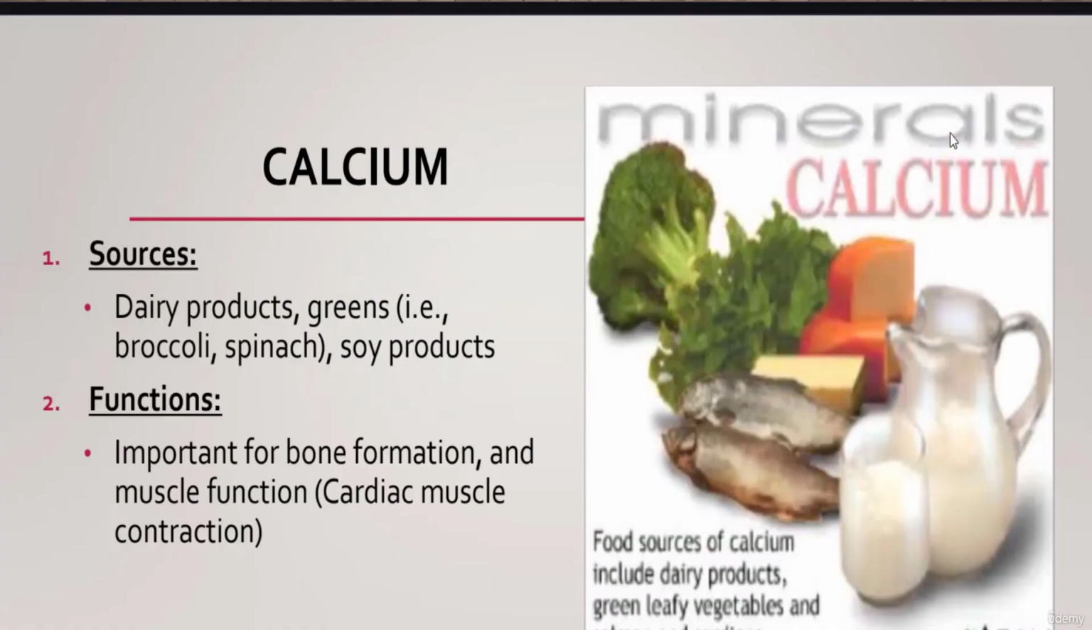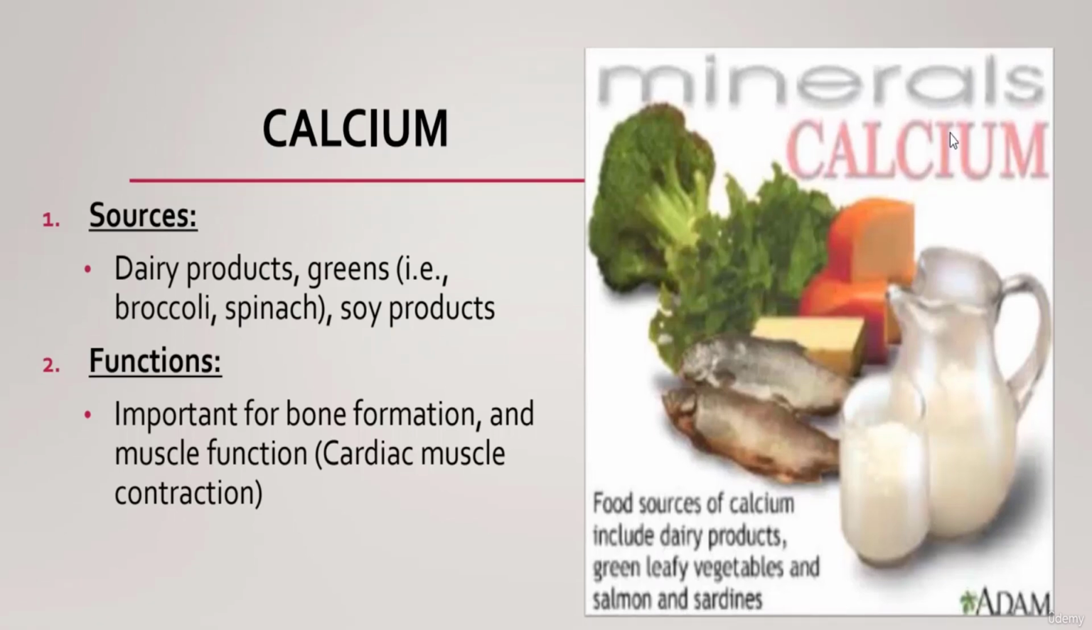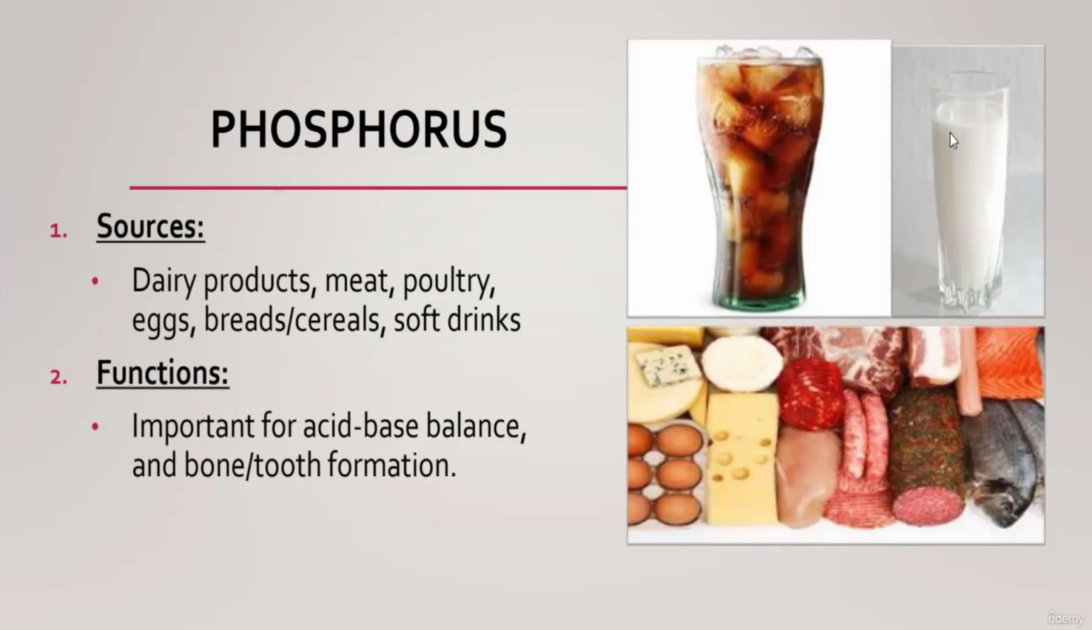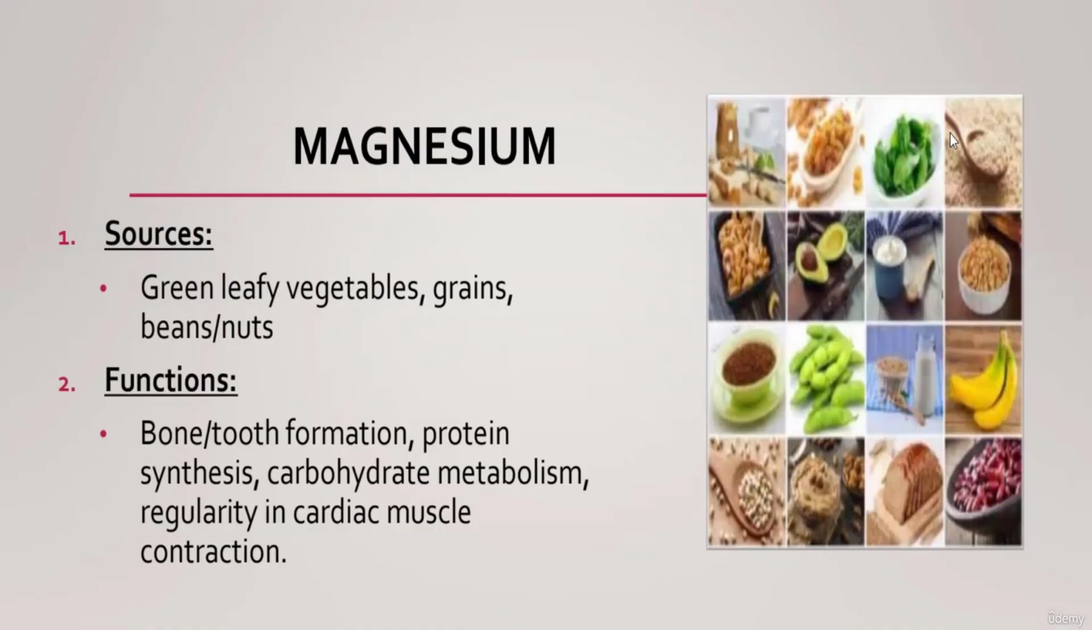You have calcium, which comes from dairy products, greens, broccoli, spinach, soy products, and calcium is kind of like vitamin D. It is important for bone formation and muscle function, cardiac muscle especially. Phosphorus, right? So dairy products, meat, poultry, eggs, bread, cereals, soft drinks. Functions: important for acid-base balance and bone and tooth formation. Magnesium, green leafy vegetables, grains, okay? Its function is good for bone and tooth formation, protein synthesis, carbohydrate metabolism, and regularity in cardiac muscle contraction.